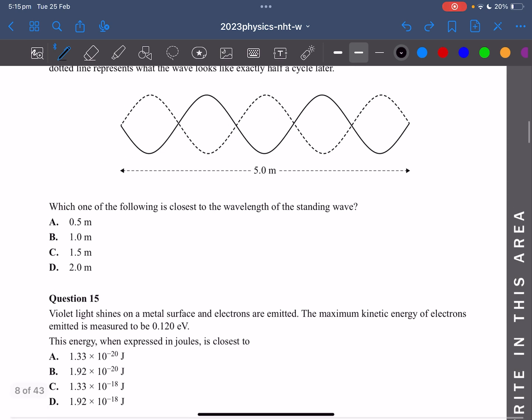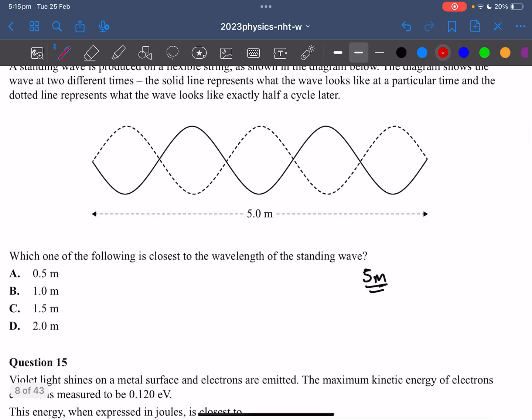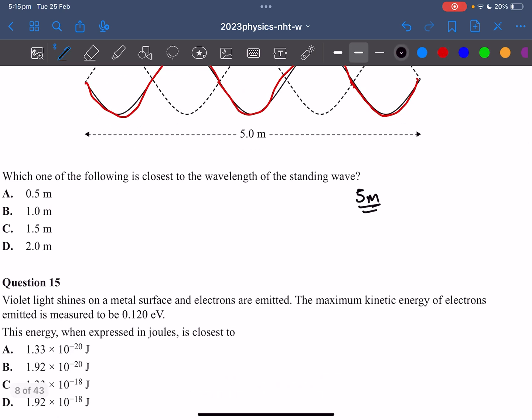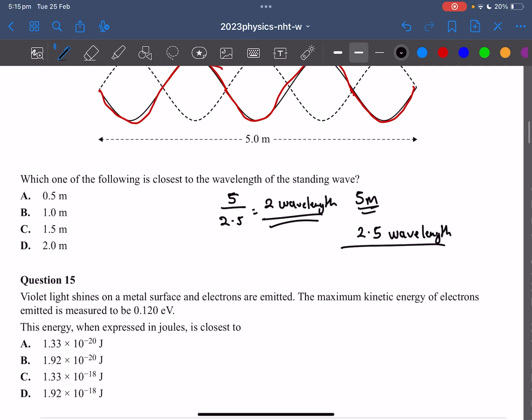Okay, so we have our string of 5 meters. Let's see how many wavelengths we got here. That is one wavelength, that is the second wavelength, and that is 2.5, so half a wavelength. So we have a 5 meter string with 2.5 wavelengths. If we just divide that, 5 on 2.5, we get 2 meters. Okay, hopefully that made sense.